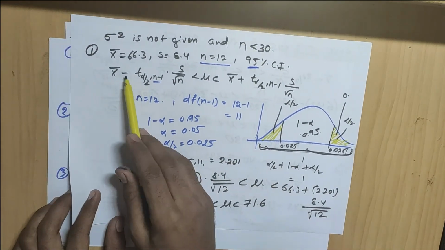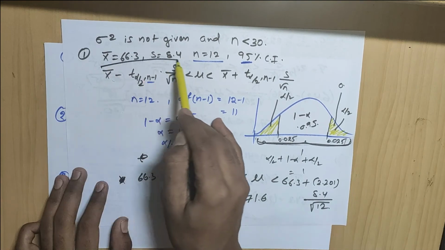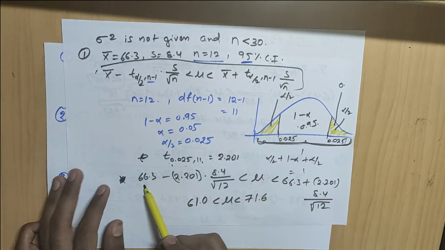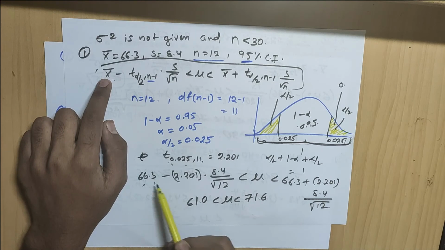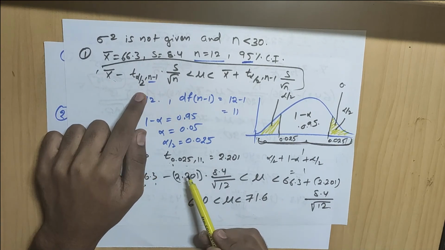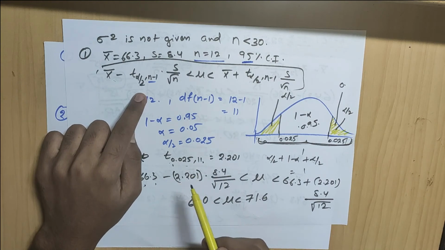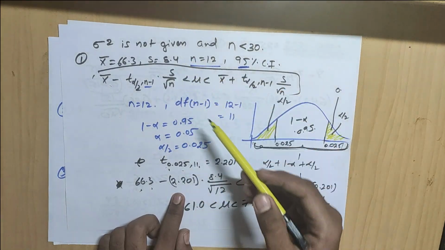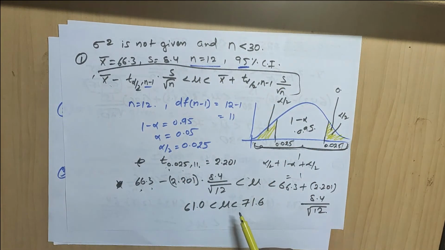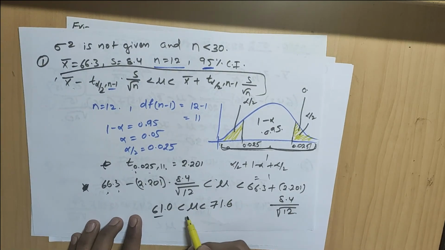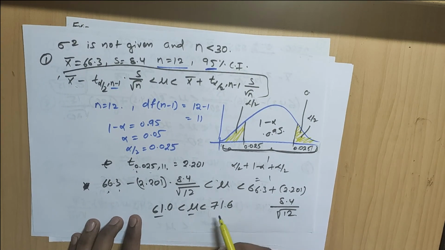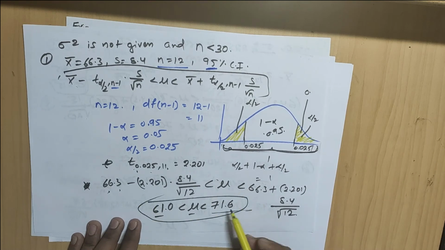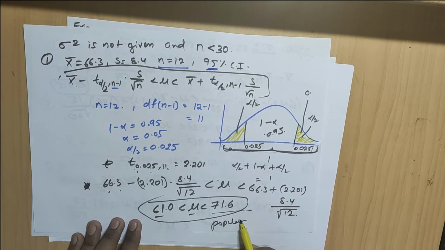So you simply substitute in the above formula: x bar is 66.3, in the place of t 0.025 with 11 degrees of freedom the value is 2.201, s is given as 8.4, and n is 12. Finally we get the answer 61.0 less than mu, and this is the confidence interval for the population mean at 95% confidence.